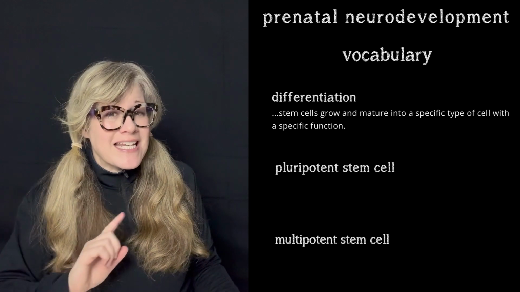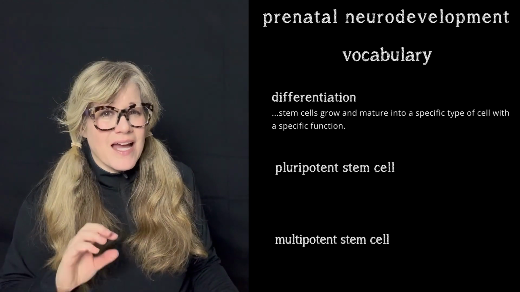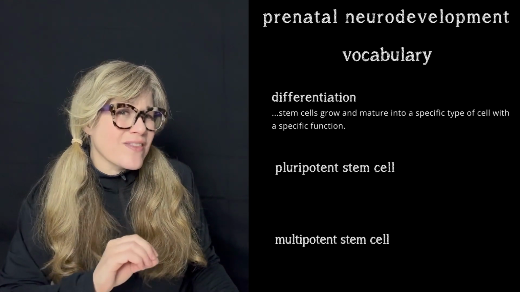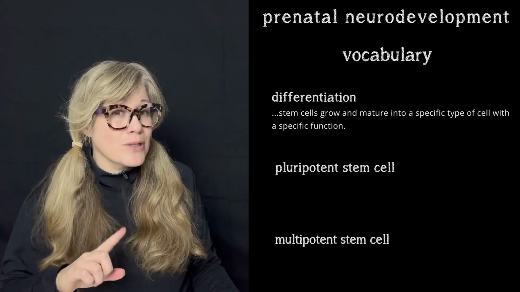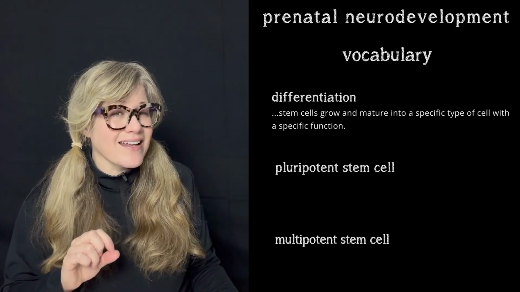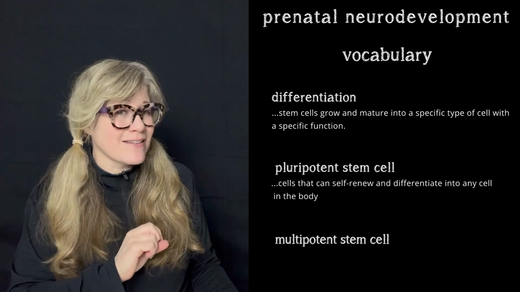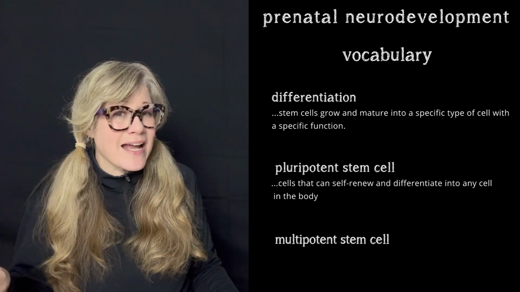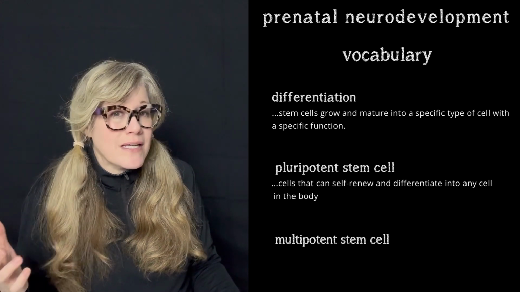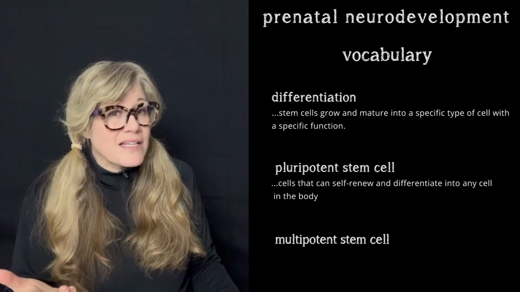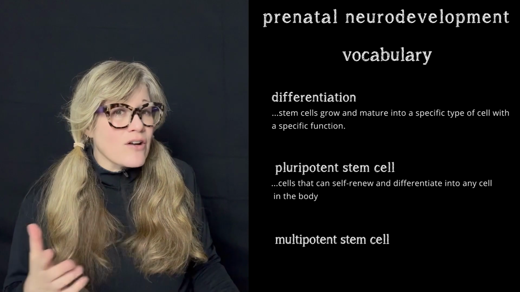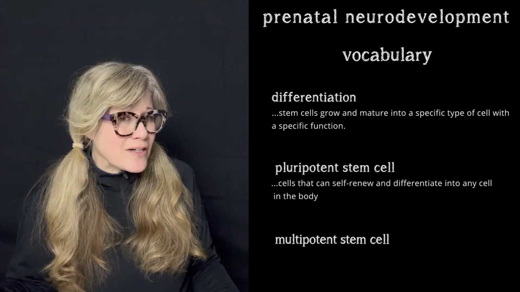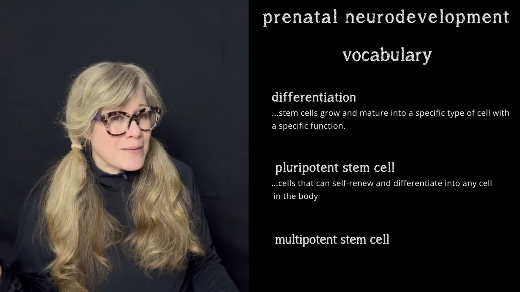Some can differentiate into any kind of body cell, and some can only differentiate within their cell lineage. Pluripotent stem cells are the kind that can differentiate into any cell in the human body. They can self-renew and differentiate into any kind of brain cell or bone cell, muscle cell, or even a blood cell. There are no limits to proliferation and differentiation of pluripotent stem cells.